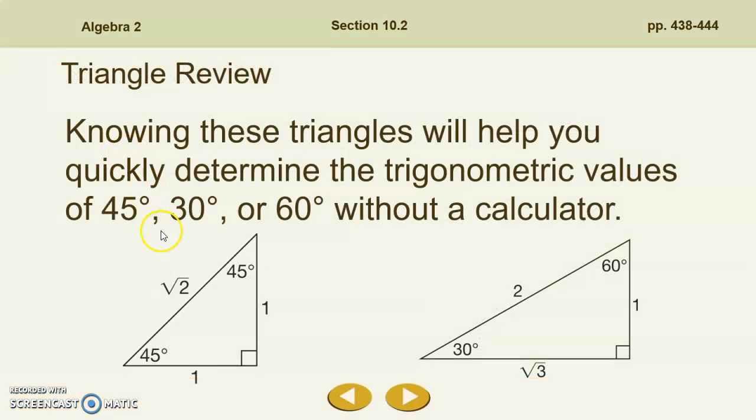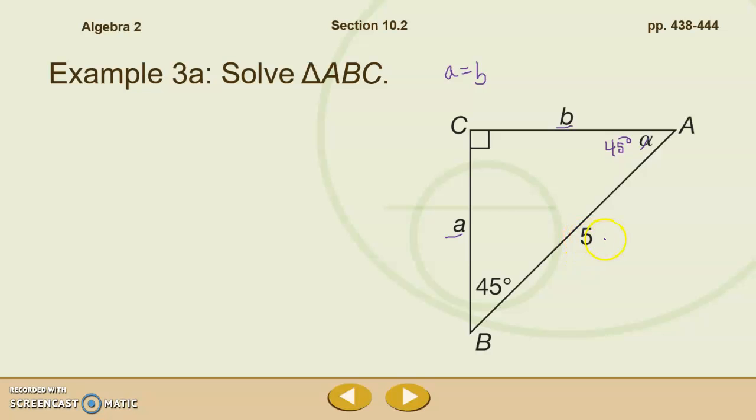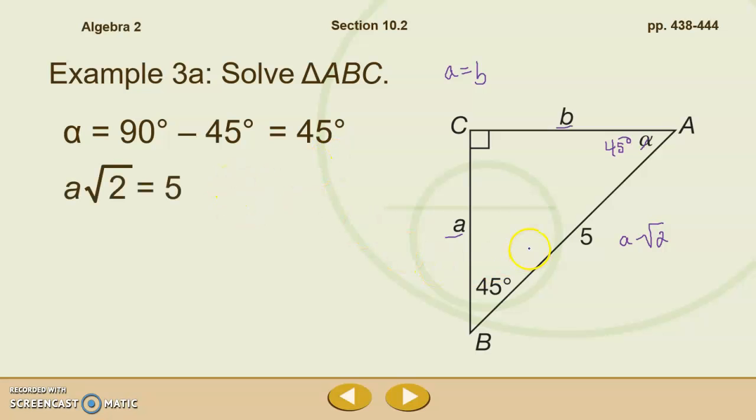And going back here, my hypotenuse is the leg times the square root of 2. So my hypotenuse is the leg, let's say leg A, times the square root of 2. So I'm going to go ahead and write that equation. I know, first of all, angle A, 45 degrees, so we already have done that. And I know that my hypotenuse, which is 5, is equal to the leg times the square root of 2, or A square root of 2. Now I just need to solve for A.